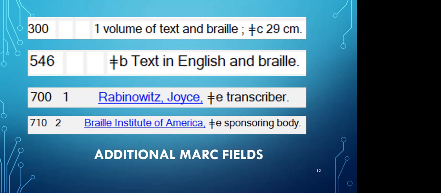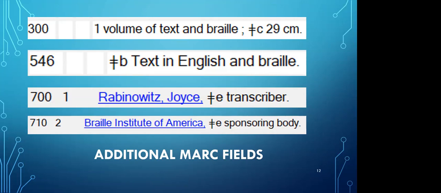In the third example, the transcriber's name was included on the title page, so I created a 700 first indicator 1, second indicator blank for the added entry personal name. The first indicator of 1 equals a surname, and so you see the transcriber there is Joyce Bennett Witz.